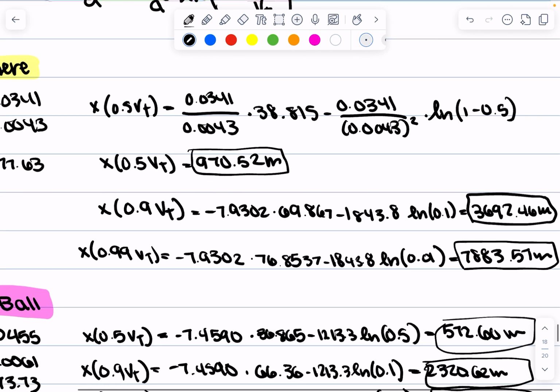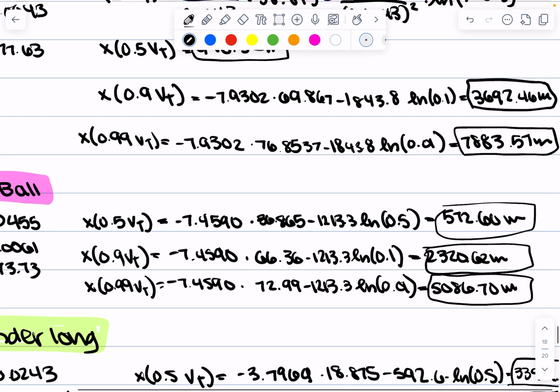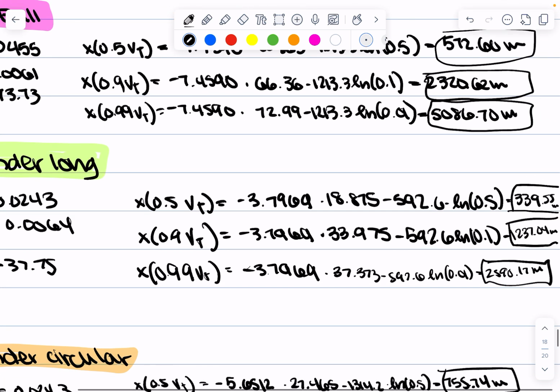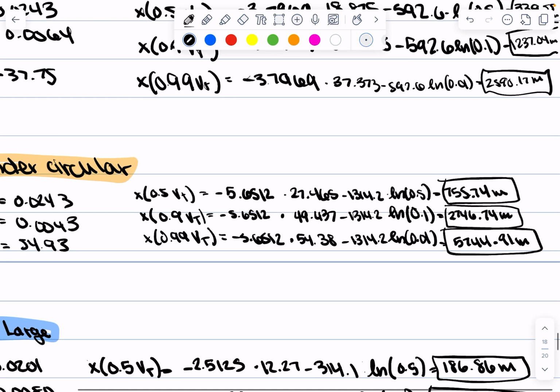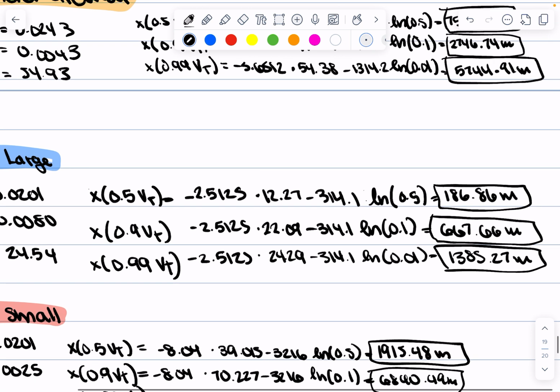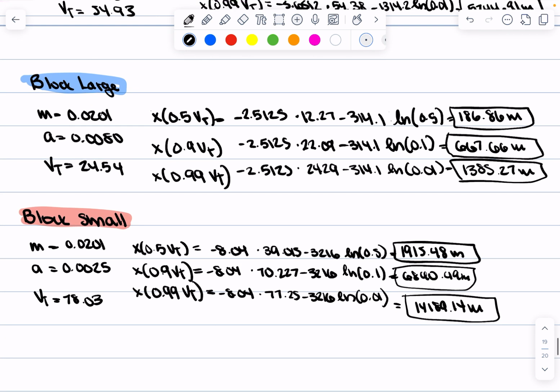So for a sphere, for the golf ball, for the two orientations of the cylinder, and then for the two orientations of the block. And that's everything.